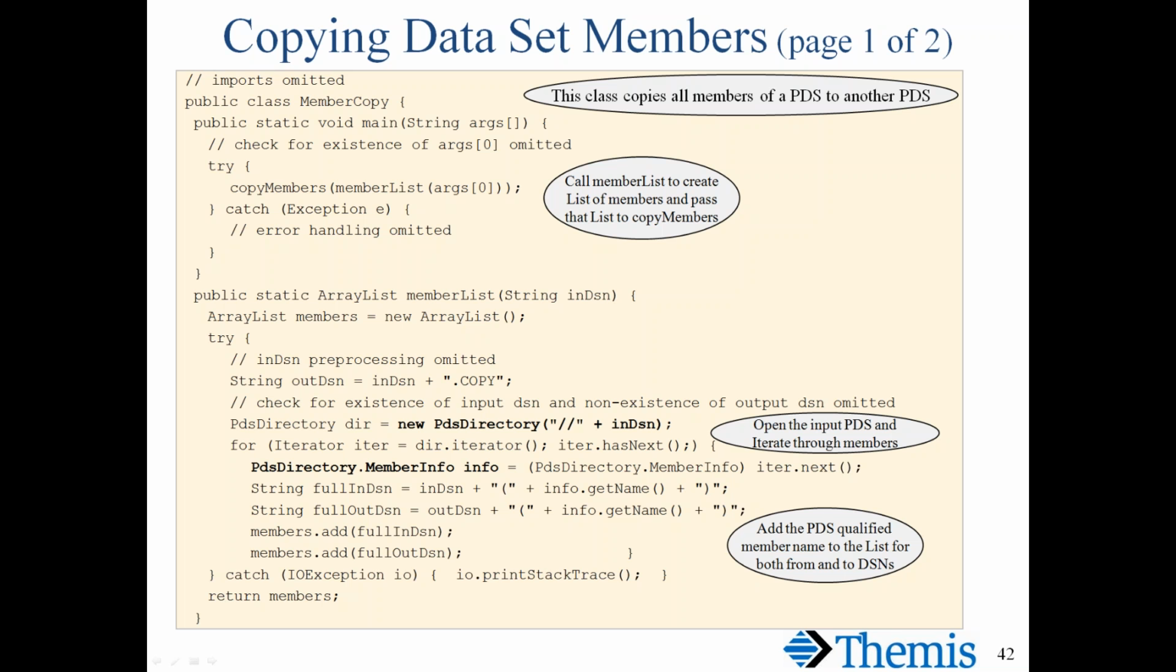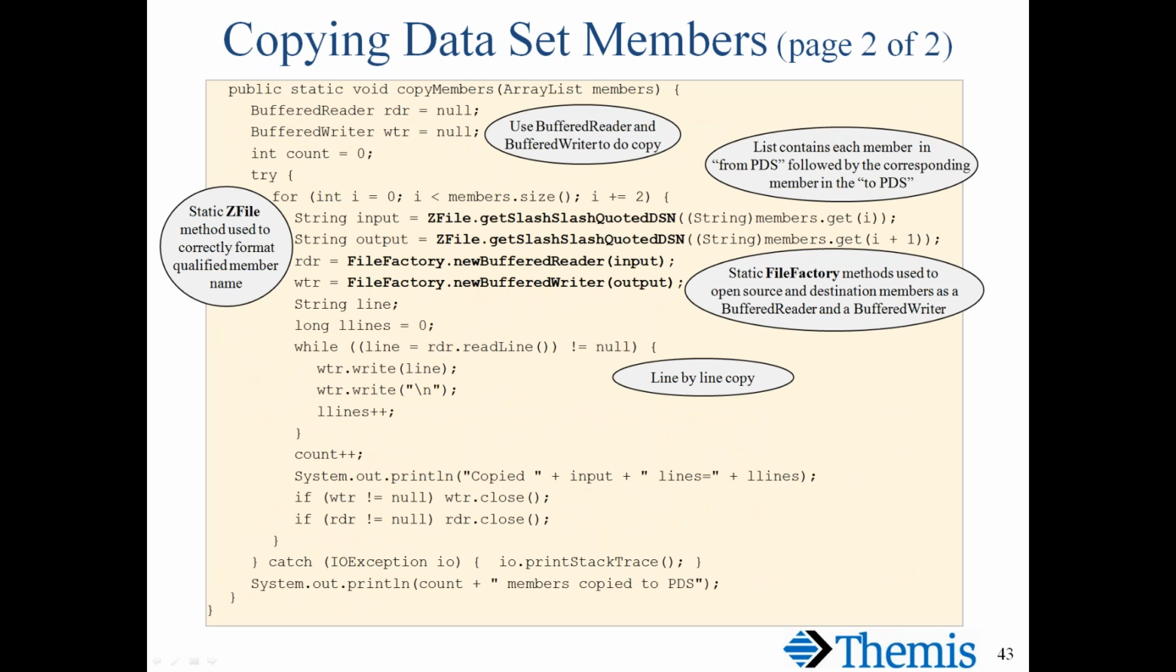So the bottom of this page is going through the PDS itself, the PDS directory, and iterating through that one and determining fully qualified input name, including the PDS name and the member name, followed by the fully qualified output PDS member name. And then on slide 43, you notice the ZFile and file factory are being used to do the actual work. We're creating a buffered reader and a buffered writer, and then ultimately in the while loop, reading from the input and writing to the output line by line and putting in a line feed on the output after each one and printing out the final result.